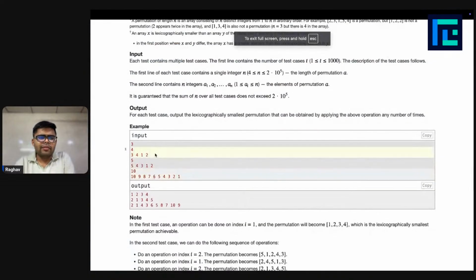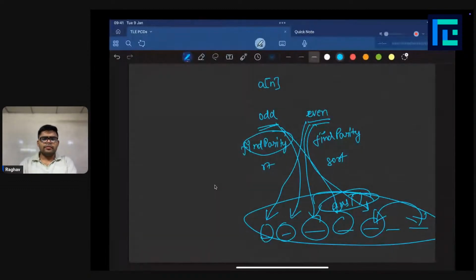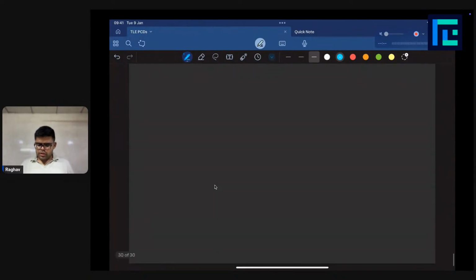Let me show you a dry run for these examples, as you said. So for the case where you have, no, not 4 3, but 3 4 1 2.